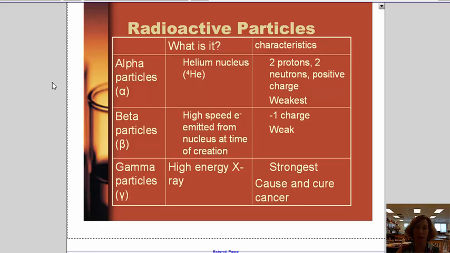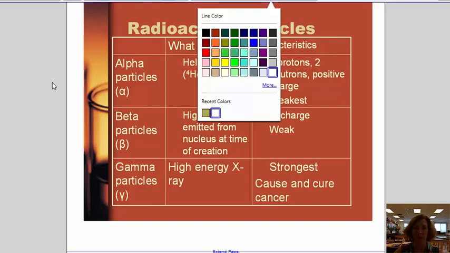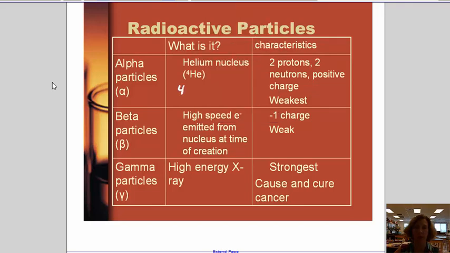These are the three radioactive particles that we're going to be using: alpha, beta, and gamma. So an alpha particle is a helium nucleus. Now, from time to time, you may actually see this written a little bit differently. You will also see helium written this way, with the 4 as the mass number and 2 as the protons, or the atomic number. So it's 2 protons, 2 neutrons. It does have a positive charge, and the alpha particles are the weakest.